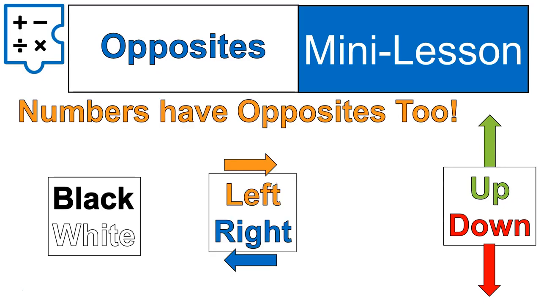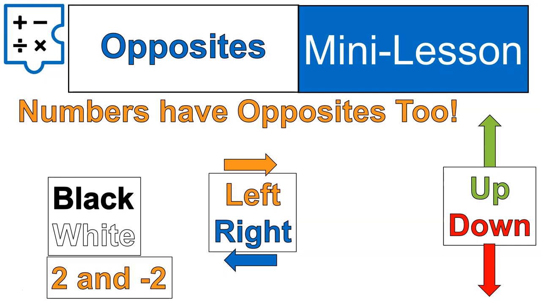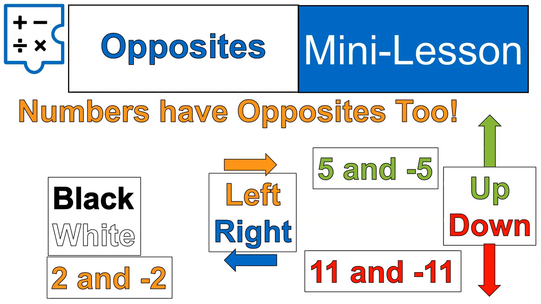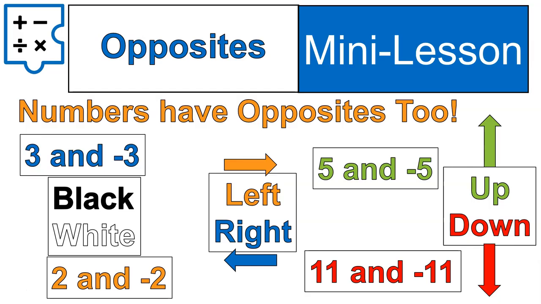But the thing is that numbers have opposites too. So when we're talking about opposites in math, we're not talking about opposites like up and down, left and right, black and white. We're talking about number opposites. Here are some examples. 2 and -2. 5 and -5. 11 and -11. Do you see a pattern? 3 and -3.